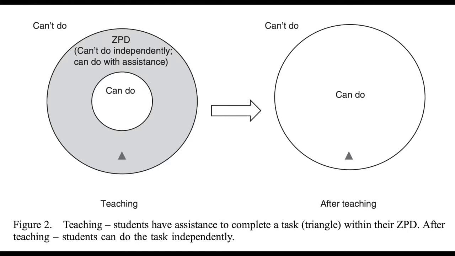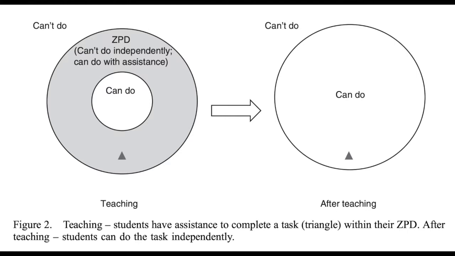And then if you slide to the right, you see that now, once the student can do it independently, that's called teaching. That's great. Now the student doesn't need you anymore. The student can simply go on and do it for him or herself. And you can, of course, then repeat with a larger zone of proximal development.